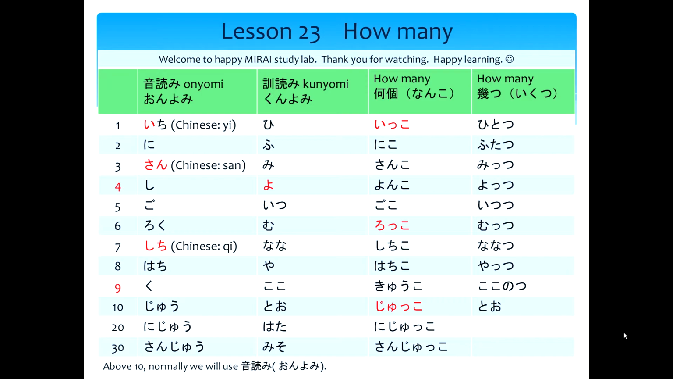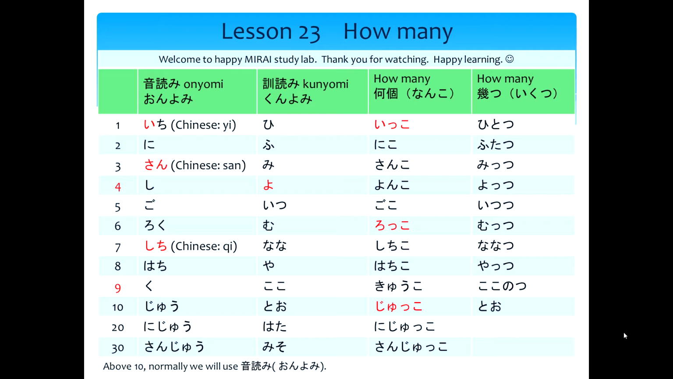Nijuko. Okay, so if you would like to understand a little bit more about onyomi and kunyomi, please refer to my random talk about onyomi and kunyomi, which I posted just a few days ago. All right, so today's main topic is how many.